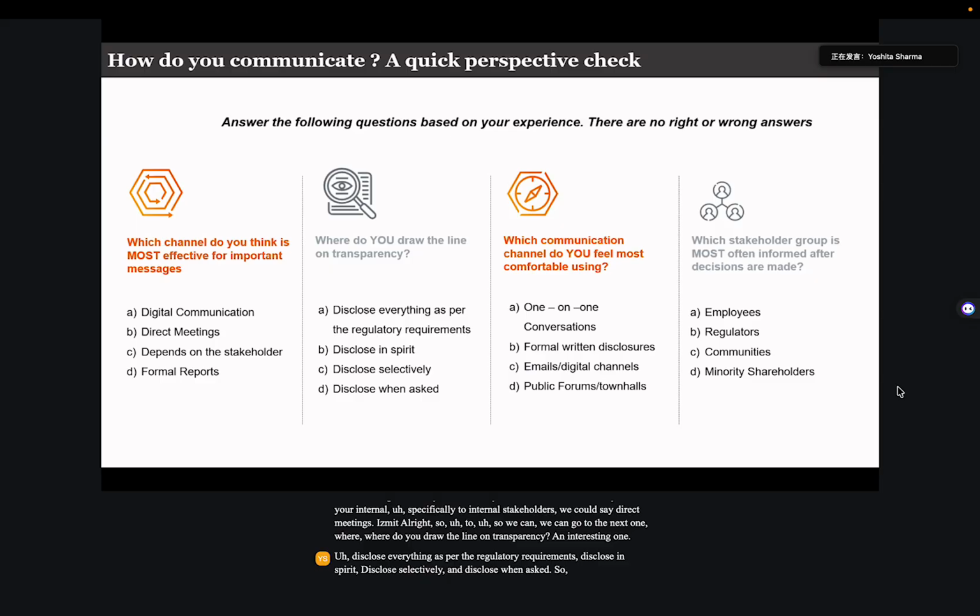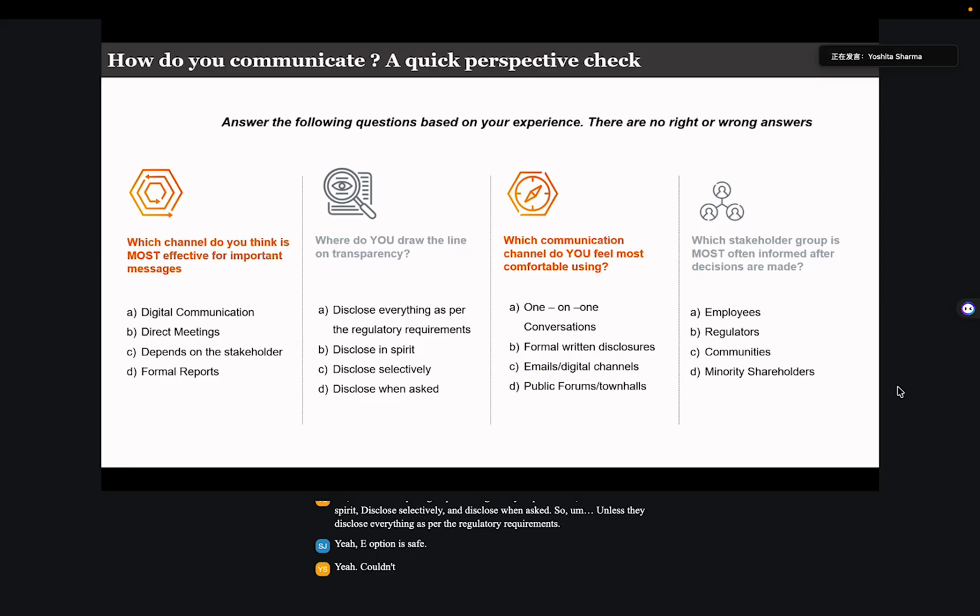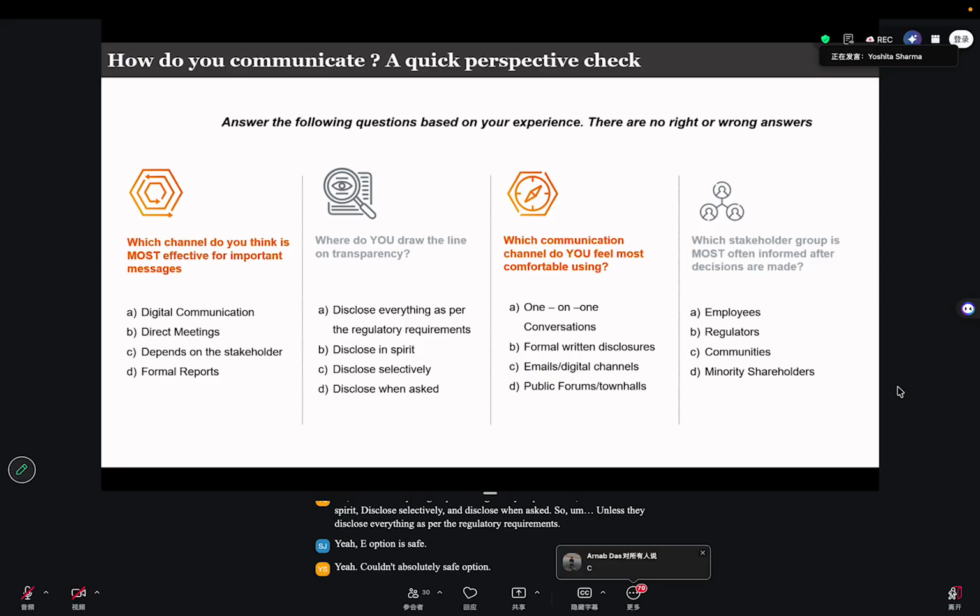Someone is saying disclose everything as per the regulatory requirements. Yeah, that option is safe. Yeah, correct. Absolutely safe option. Disclose regulatory. Okay. All right.